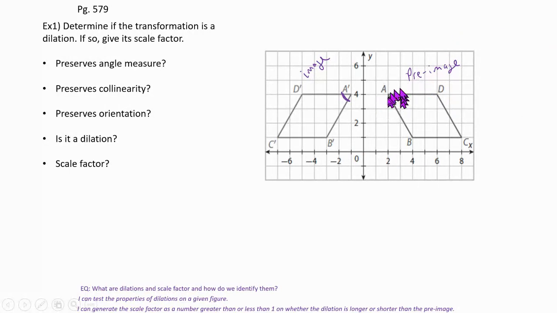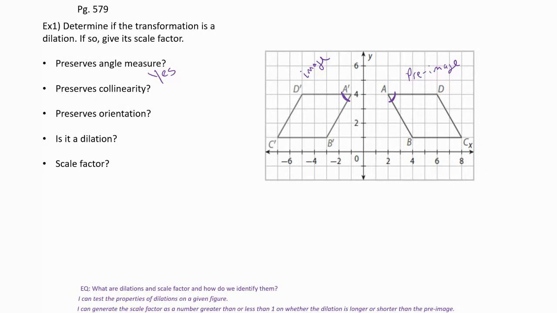You can also tell that A does look the same as this angle. Same thing with D. D looks exactly the same as this angle, and C and D look to be the exact same measure. So we're just going to say yes. You have to take my word for it because we can't physically measure these right now. But if you have a protractor, you can go ahead and measure those angles. All right, preserves collinearity.